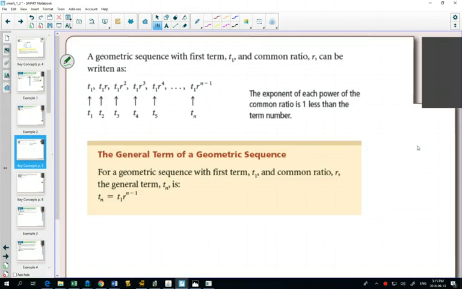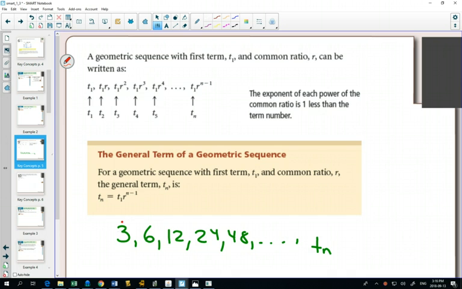This is probably easiest to see with an actual example. So if I start with 3 and I'm doubling each time, and so on and so forth. If I want to find a formula for a general term somewhere down here, we look for a pattern. And we've already seen this pattern in the example we did before.